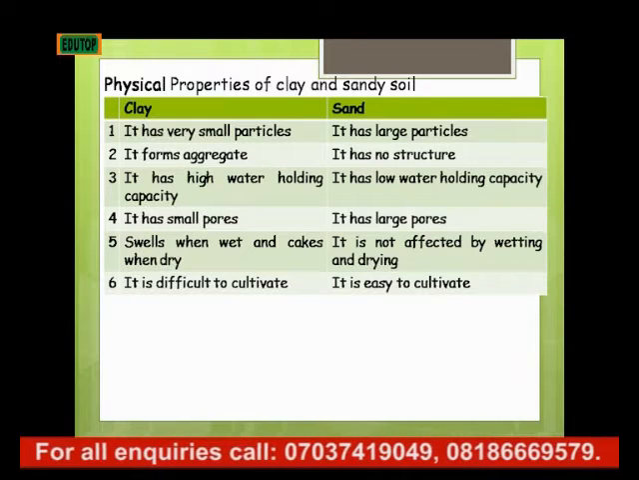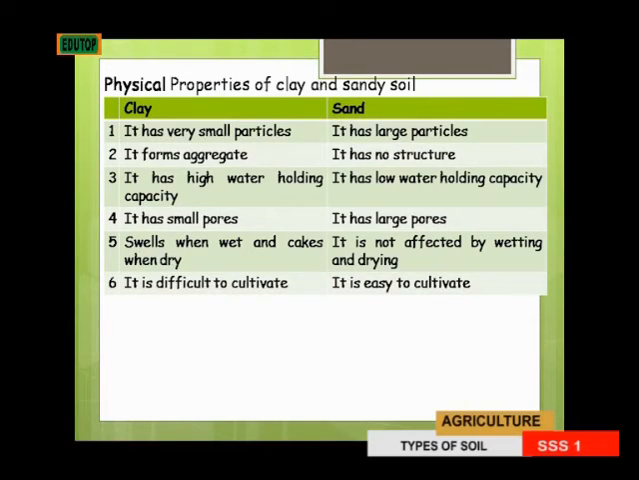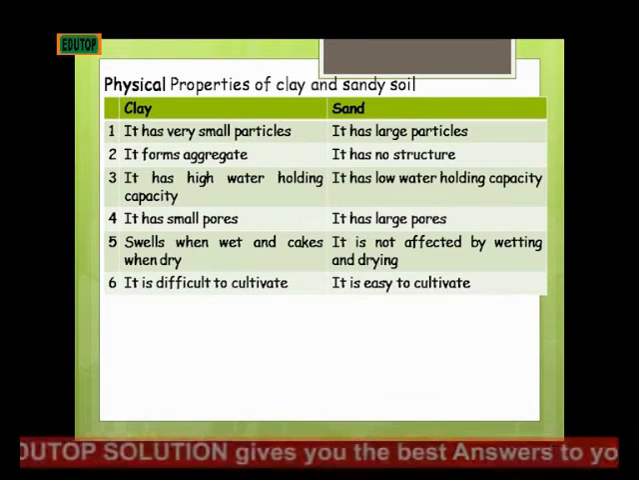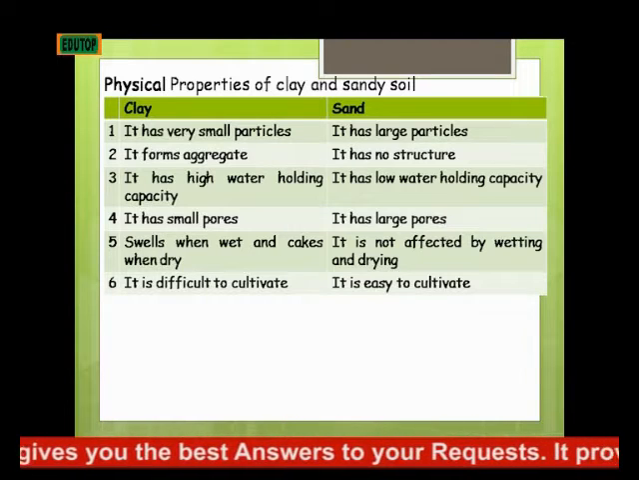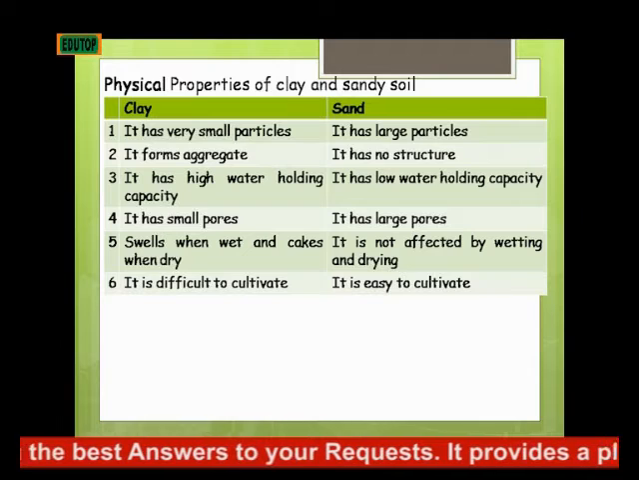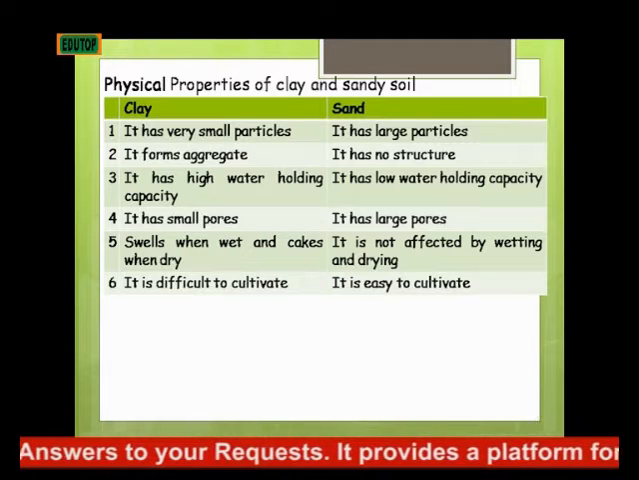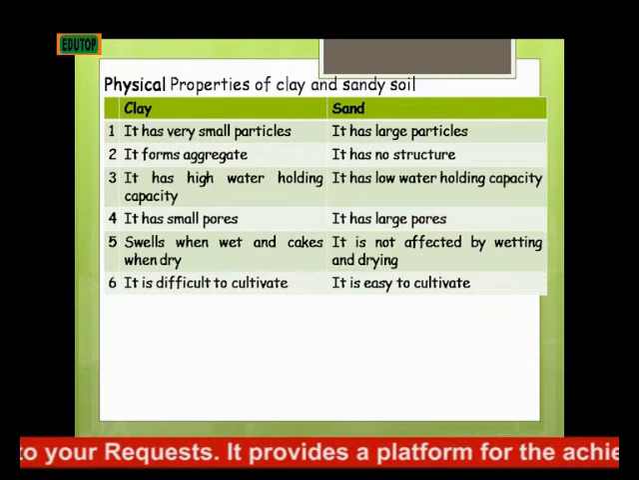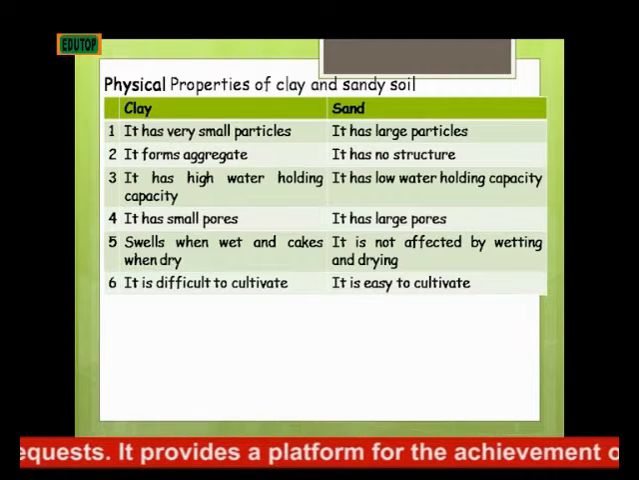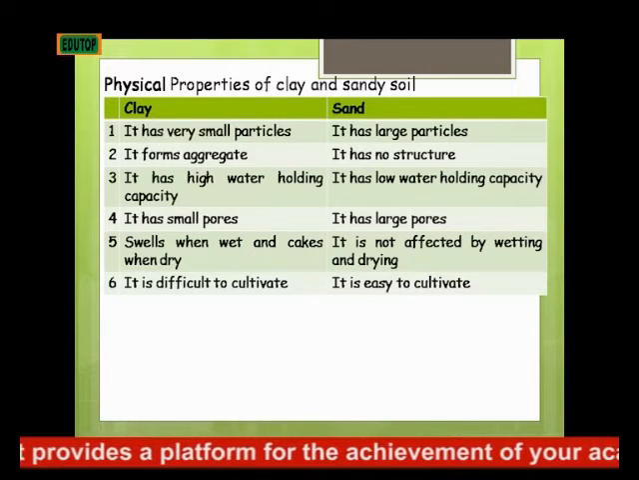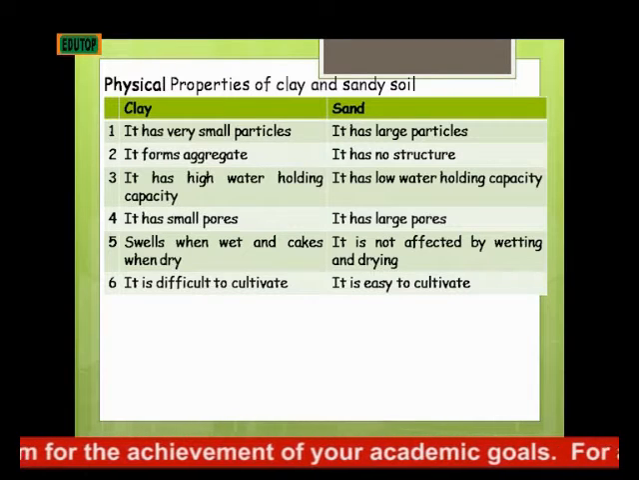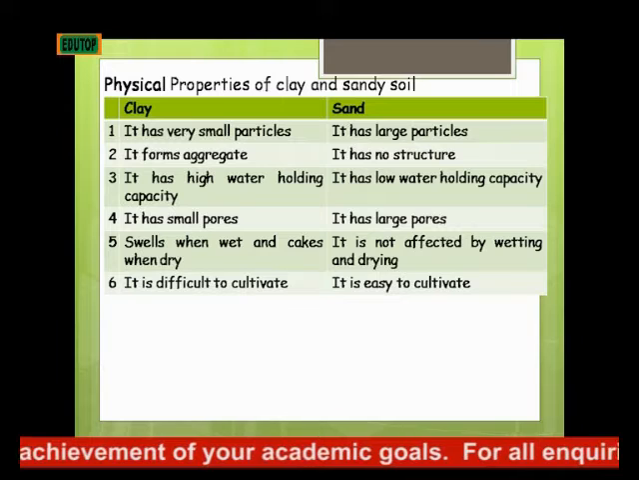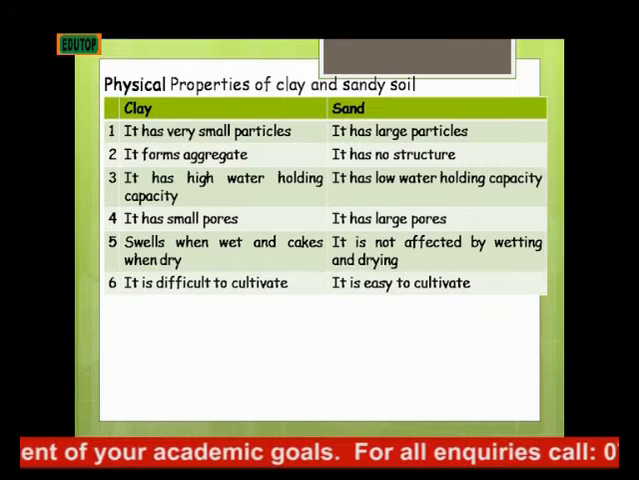Under the clay column, we have: clay is very small. Clay has very small particles, unlike sand, which has large particles. Then the other difference is that clay forms aggregates, while sand has no structure. Then the third property of clay is that it has high water holding capacity, while sand has low water holding capacity.